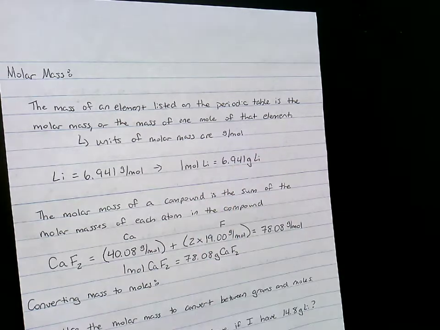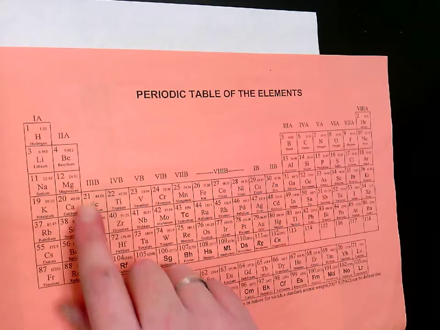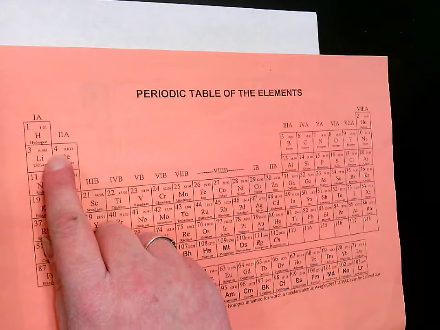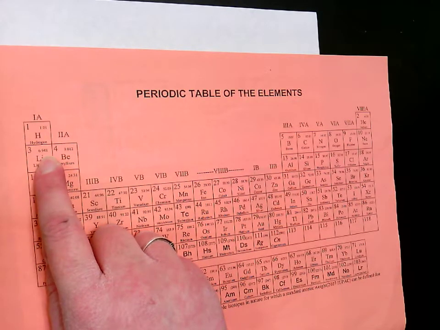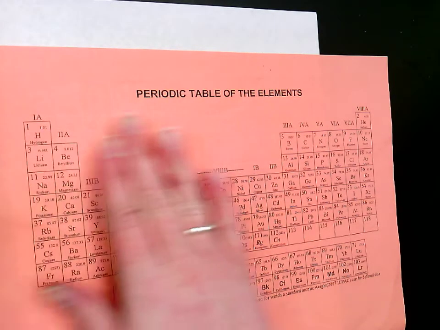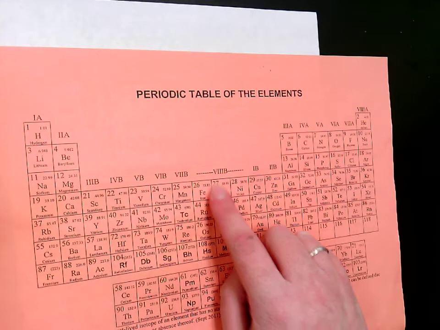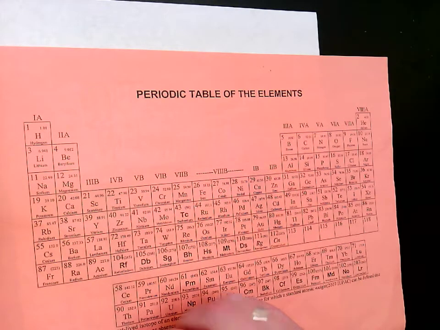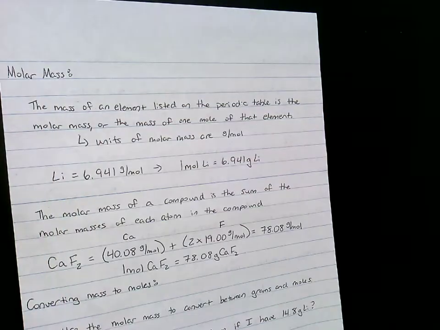And this number came directly off the periodic table. So if I look at lithium on the periodic table, I can see that its mass is listed as 6.941. So its molar mass is 6.941 grams per mole. So for any element, the mass listed is its molar mass, and that means that 1 mole of that element is equal to that many grams of that element.